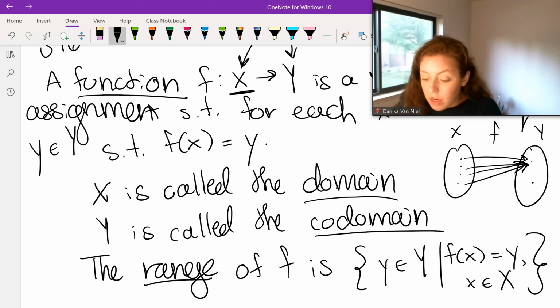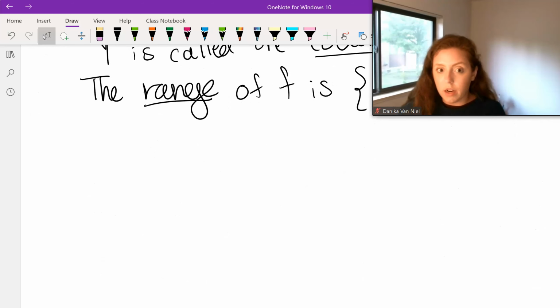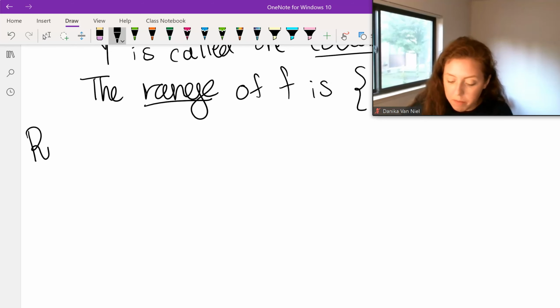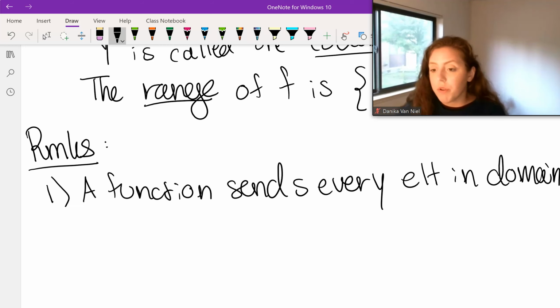Okay, now we're going to move on. I just wanted to state a couple of remarks that are important to remember. The first one: a function sends every element in the domain somewhere, but it can't send it to two places.